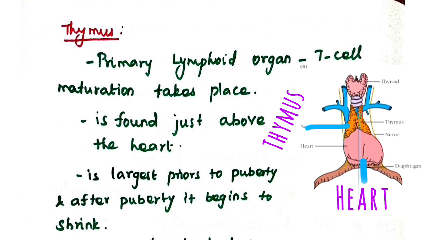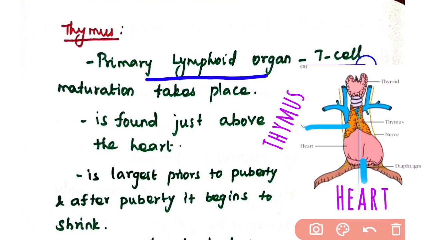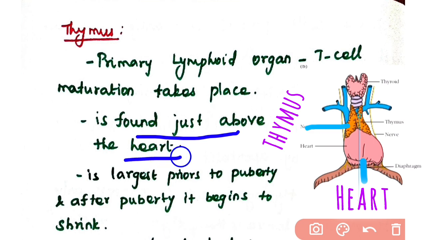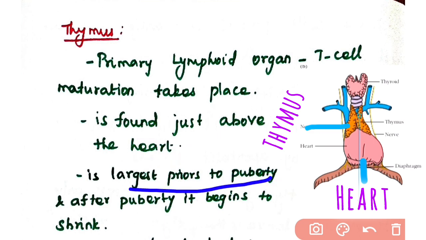Before going to see the maturation of T cells, let's see a small introduction about the thymus. The thymus is also known as a primary lymphoid organ because T cell maturation takes place in the thymus. T cells originate in bone marrow, but they get matured in the thymus. The thymus is found just above the heart. It is largest prior to puberty, and after puberty it begins to shrink.